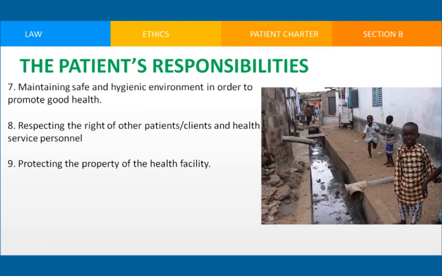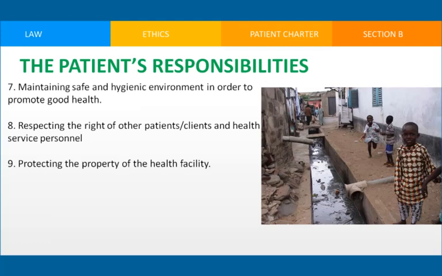Number 7, the patient's responsibility of maintaining a safe and hygienic environment in order to promote good health. Most of us live in areas where there are a lot of mosquitoes, and we are not sleeping in insecticide treated nets. As the rains have started, there are mosquitoes everywhere. Look at the community where the children are playing, and I'm sure this gutter will be smelling like something, and this will make them sick. It's the patient's responsibility to clean their gutters. It's the patient's responsibility to sleep under insecticide treated nets, what popular people call mosquito nets.